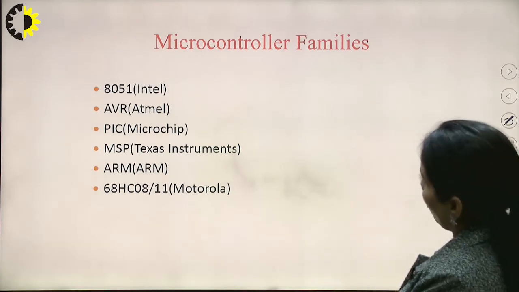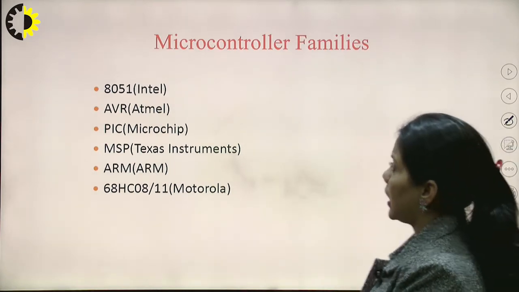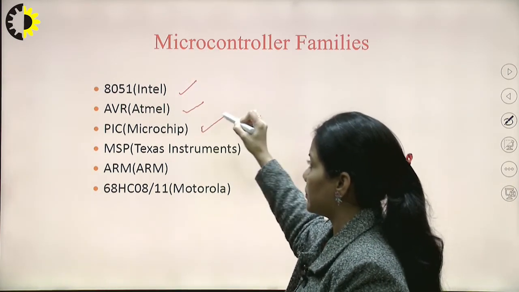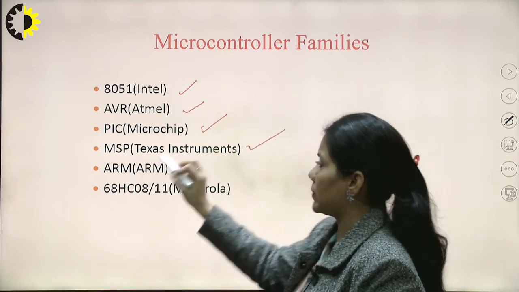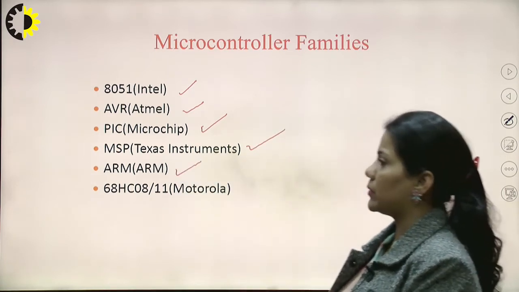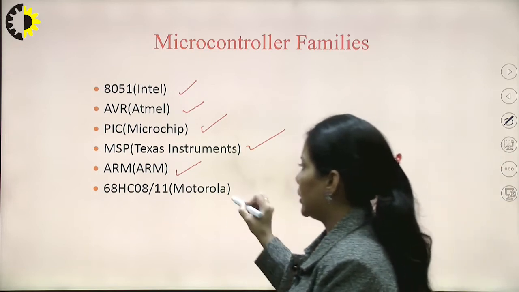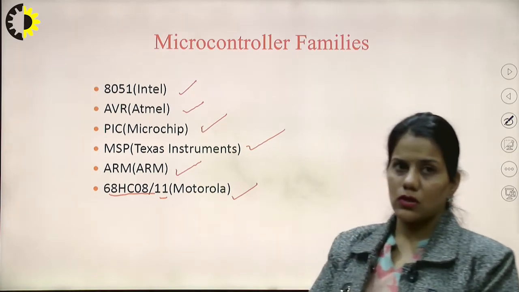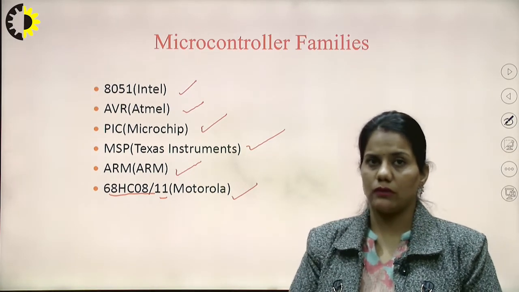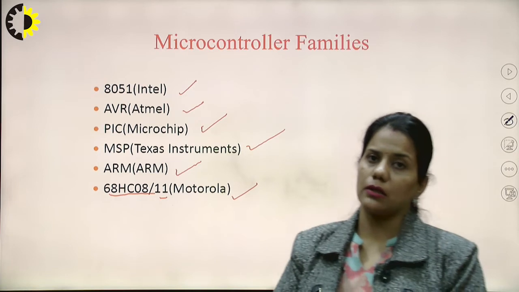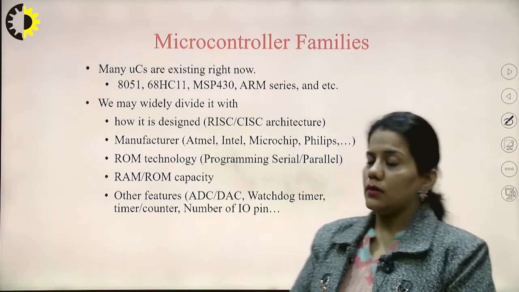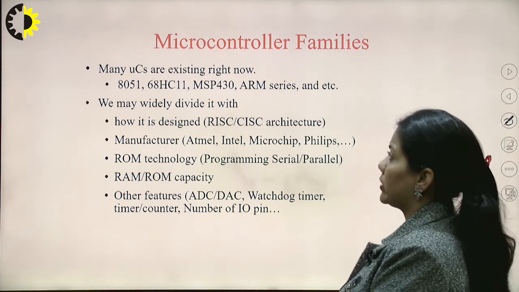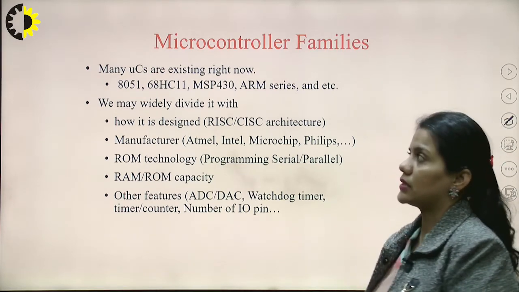So, the commonly available microcontroller families are Intel 8051, Atmel AVR, Microchip PIC, Texas Instruments MSP, ARM is manufactured by ARM itself, and Motorola 68HC08/11. So, these are some general microcontroller families available in the market. Many microcontrollers are existing right now: 8051, 68HC11, MSP430, ARM series, and so on.